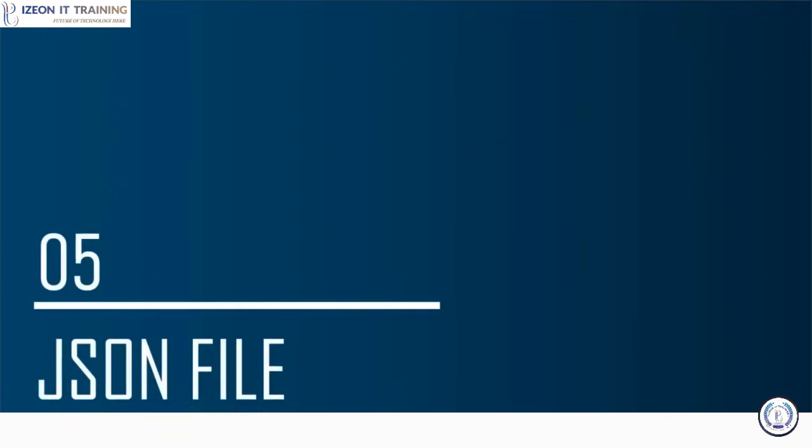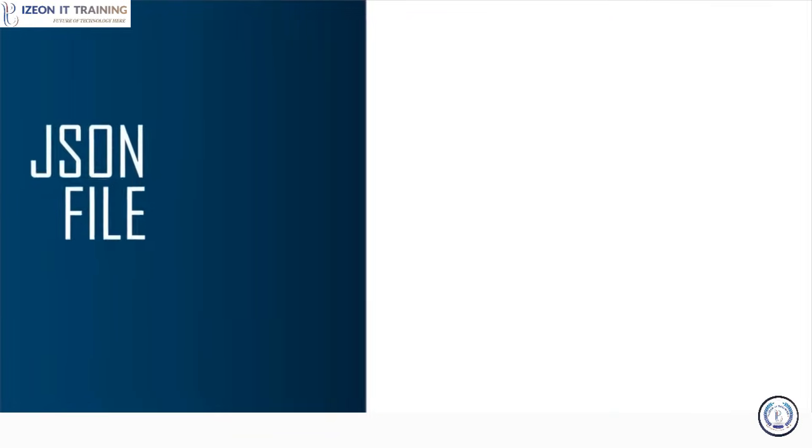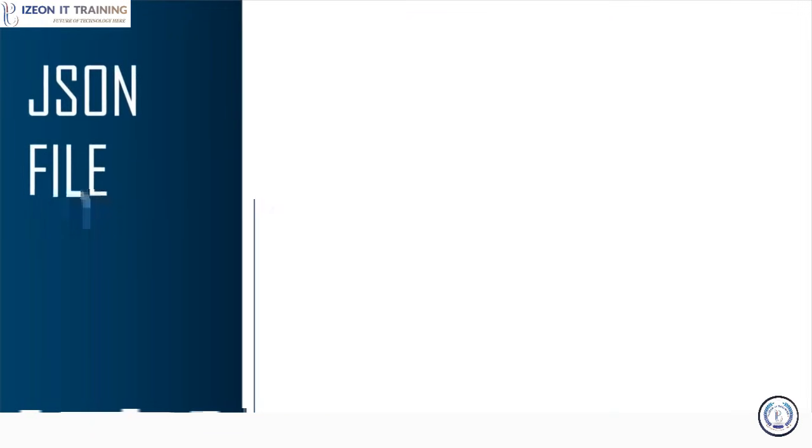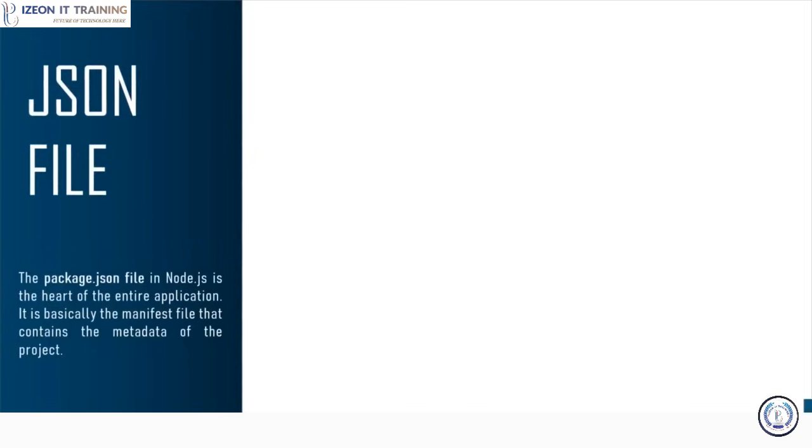Now let us see the package.json file. The package.json file in Node.js is the heart of the entire application. It is basically the manifest file that contains the metadata of the project.